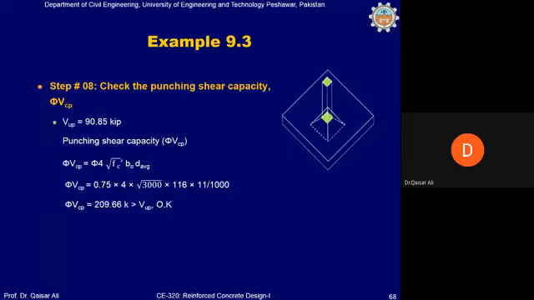Phi Vc equals 4 phi root FC prime B naught D average. B naught has been calculated in the previous slide, so it will be 0.75 into 4 into root FC prime. B naught is 116. D average is 11 divided by 1000. So the phi Vc value is very high, 209.66, much higher than the critical shear. So the assumed thickness is okay. If you want to reduce the thickness a little bit, you can do this. However, in this example, we will keep the same thickness, 15 inch.